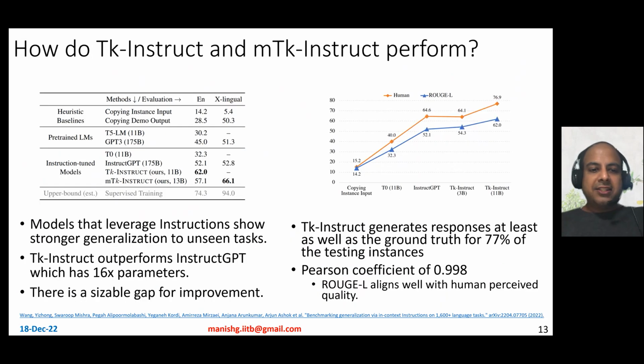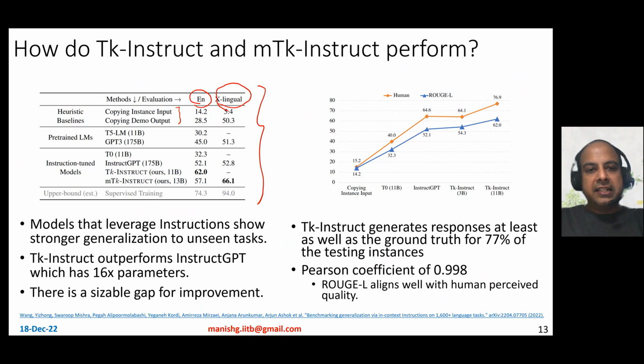Okay. So now let's quickly talk about the results. What do the results look like? How do Tk-Instruct and mTk-Instruct perform, right? So here is a summary of the results. Well, here are the heuristic baselines, copying instance output and demo output. And what is being shown is how they perform on English tasks versus the cross-lingual tasks, right?